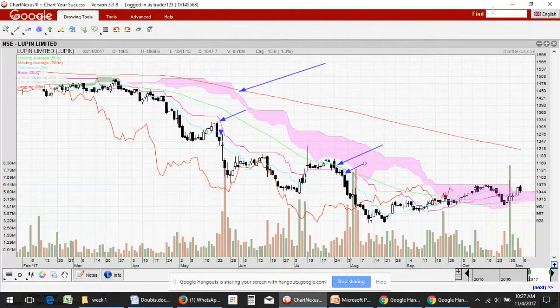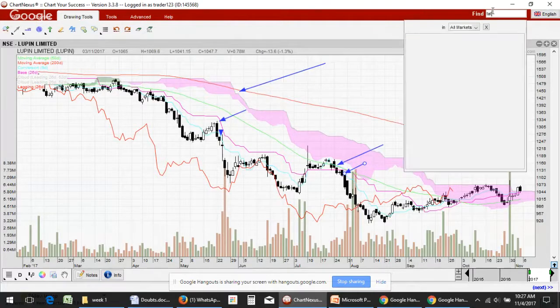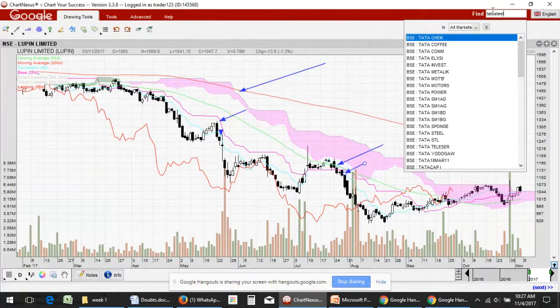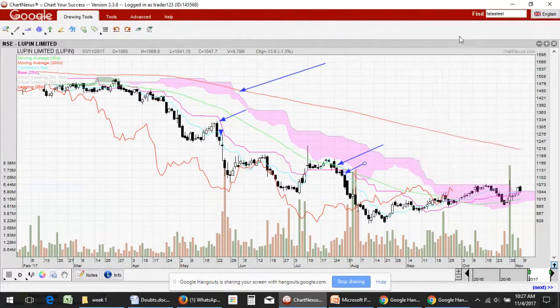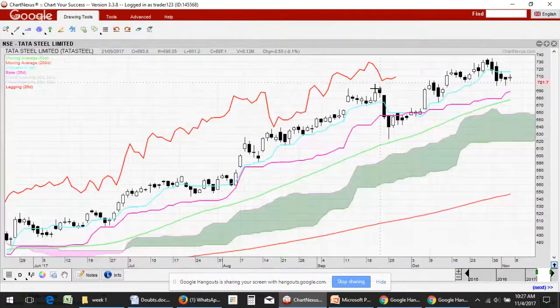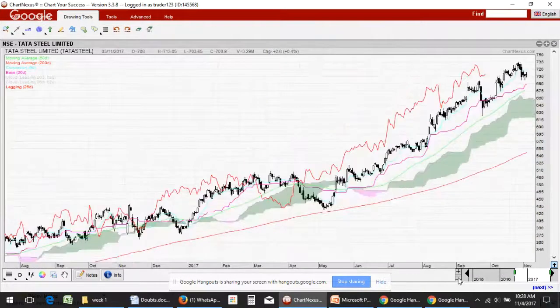Now, let me see if I can give another example. Let's see. Tata Steel, let's say. See if you can find any nice signal on the 50.